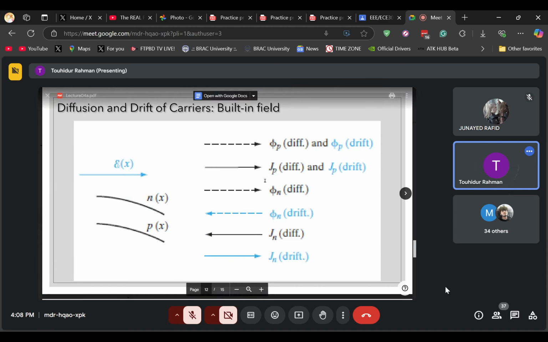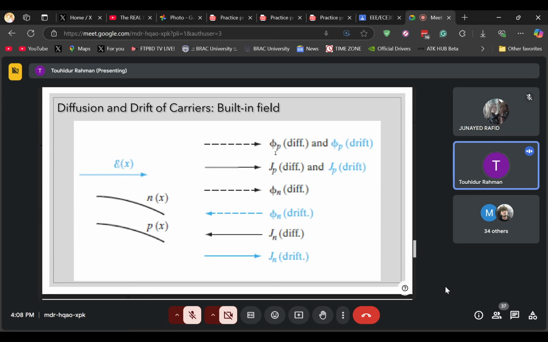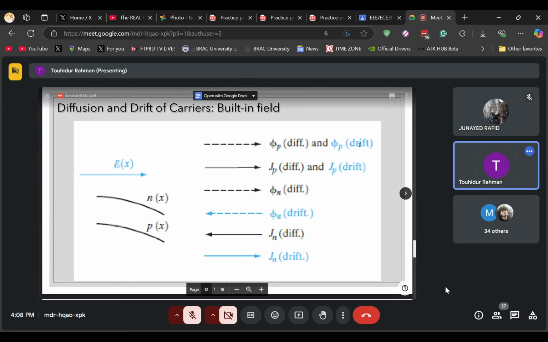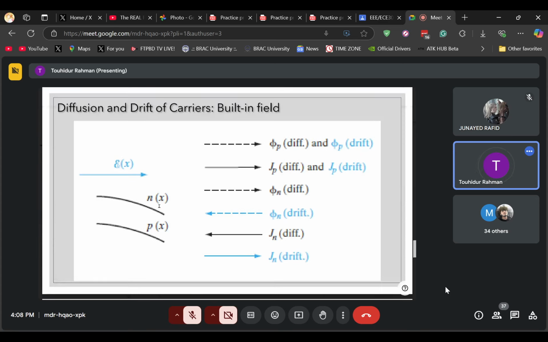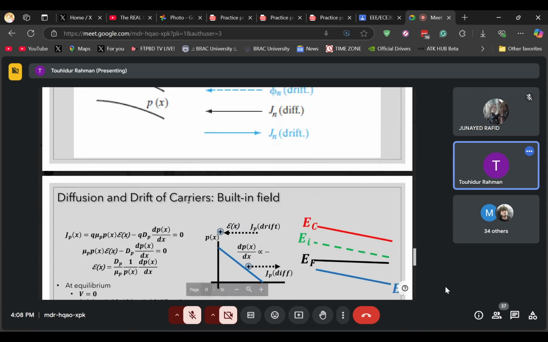For the holes, flow is from high concentration to low concentration, and for the electric field, holes move in the same direction as the applied electric field, so that's why. And the current will follow similarly: same direction as the diffusion particle flow, same direction as the drift particle flow. Okay. All right, any questions? All right, let's move on.